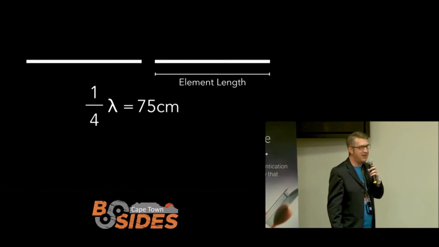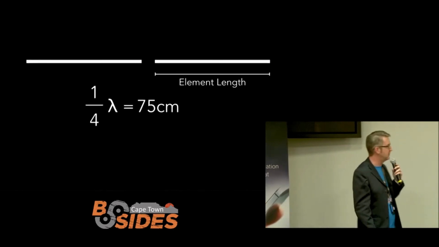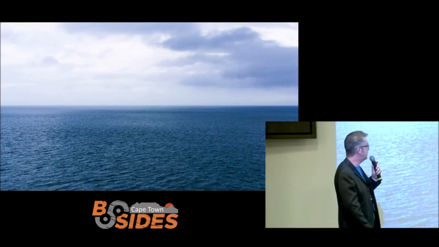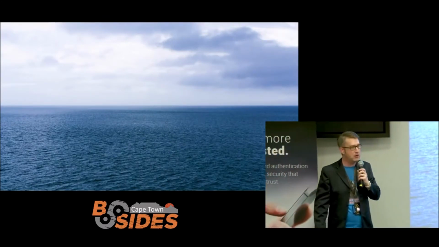Okay. And I also approximated the speed of light, which might have upset some people. I'm sorry. Okay, let's talk about tracking ships. So this is what the ocean looks like, and it's always clear and it's always calm, and no, it's not. Sometimes it looks like this, and then it also gets dark.